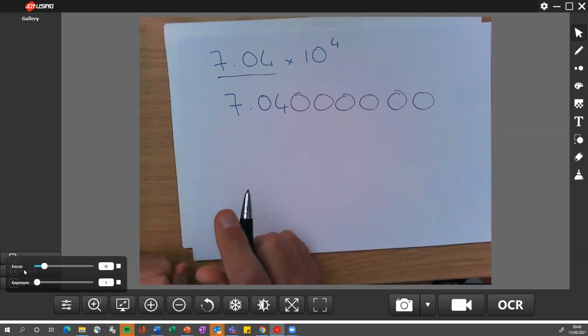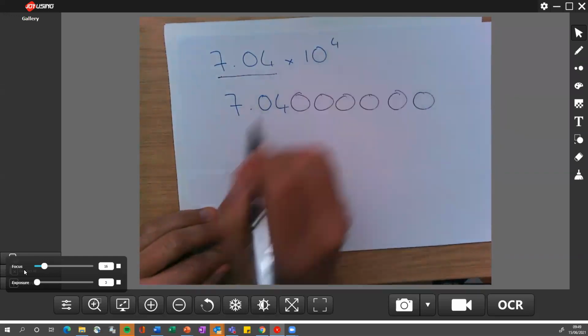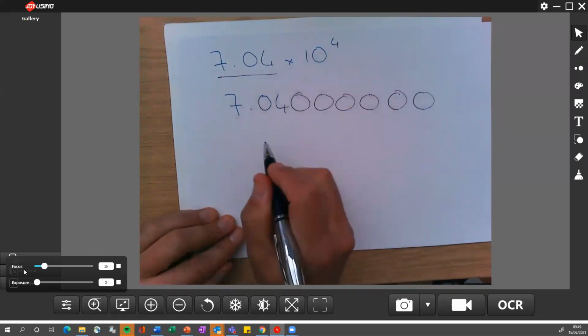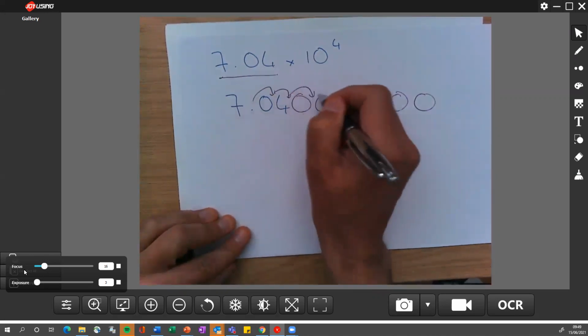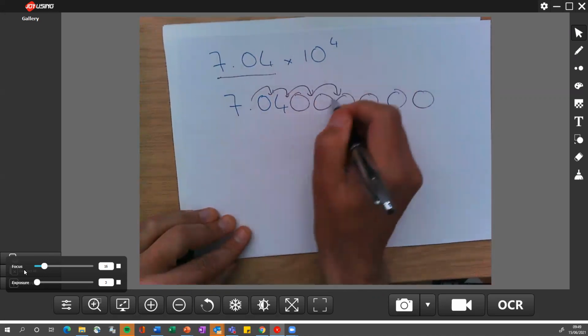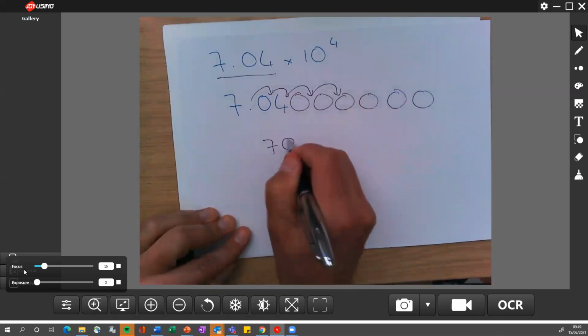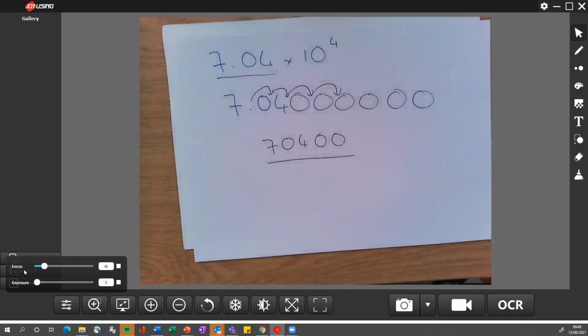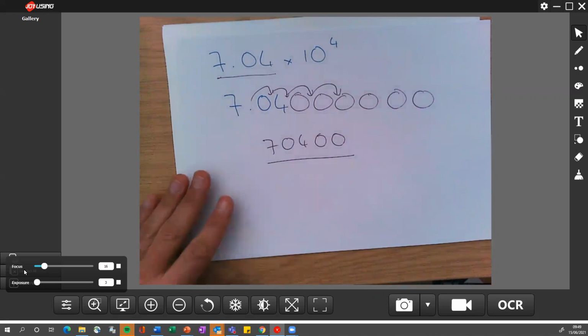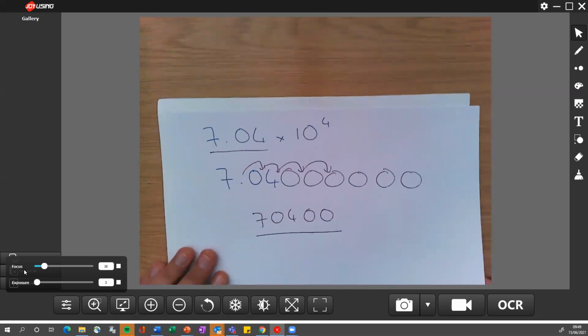This is the decimal hopping way. So this tells us to hop 4 decimal places to the right. 1, 2, 3, 4. And that would then give us 70400 as the number in ordinary form. Now, yes, it's quick, it's convenient, but I question if it's mathematically correct. Let's see if we can do that on a grid.